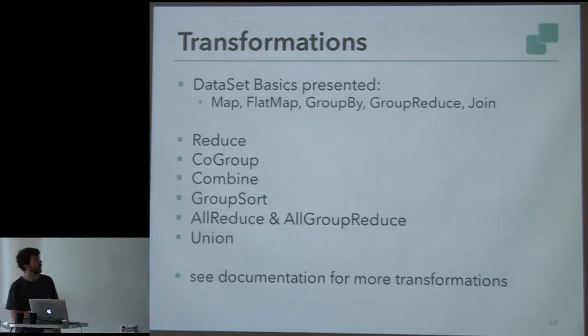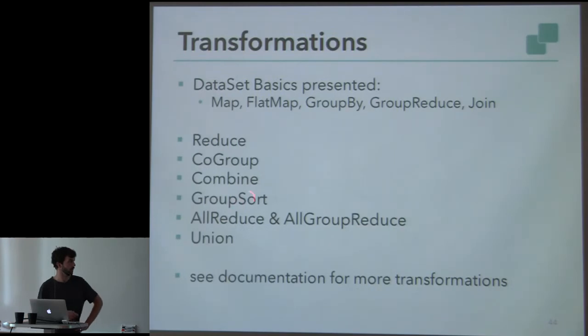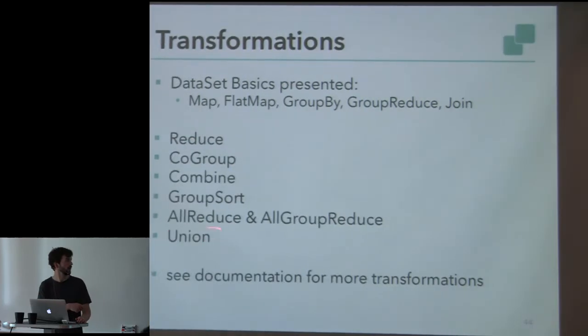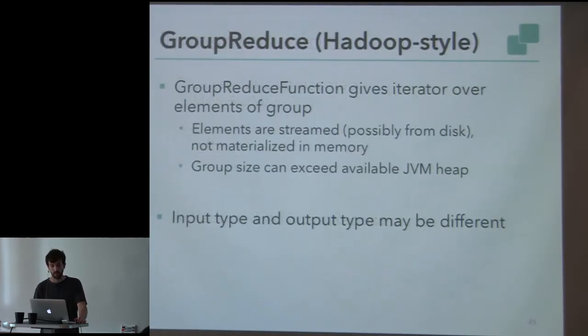So we only talked about basically these operations, and in the exercises we didn't cover more, but there are actually more in Flink. So we have this Hadoop style reduce, where you just return one value. You have the co-group, and we have of course support for combiners and special support for grouping groups, and a union operator, like you know from SQL.